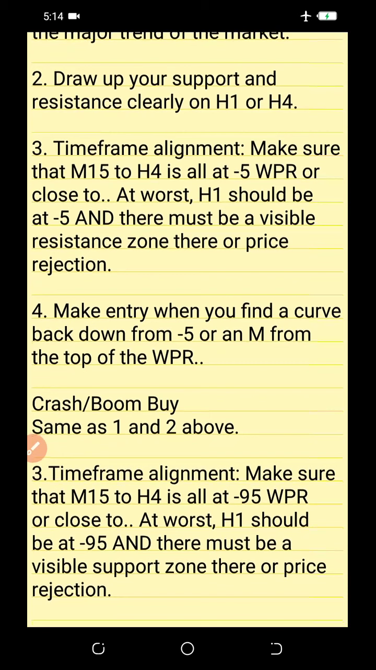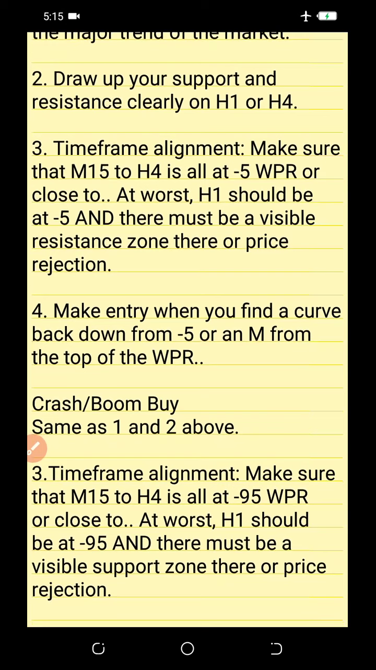Make sure that M15 to H4 are all at -95. The first one was for sell, it must be at -5. For buying, it must be at -95 or close to. At worst, H1 should be at -95. The reason for using H1 is that you don't want to do a pick and run. You just want to trade and leave your trade to run. H1 allows you to see a bigger picture. M15 and M30 are more like a scalping situation. So H1 is suitable for allowing the trade to run.